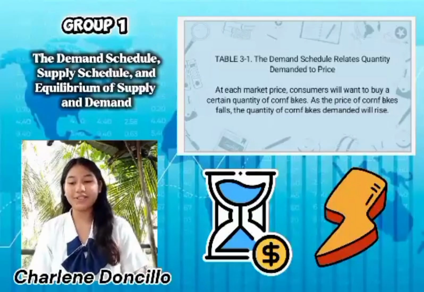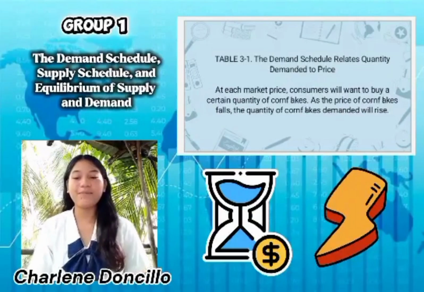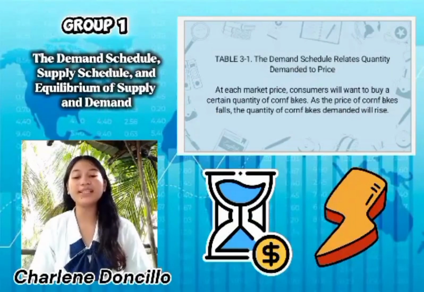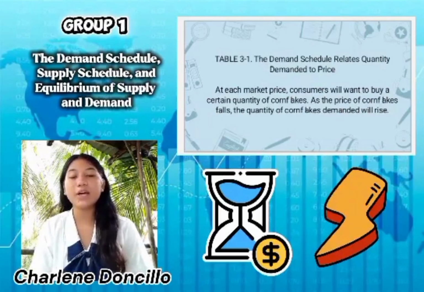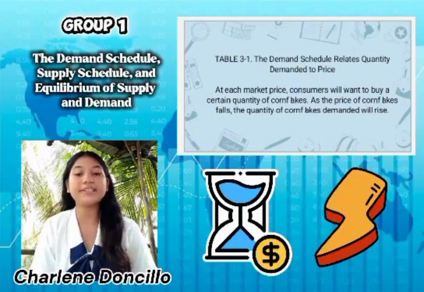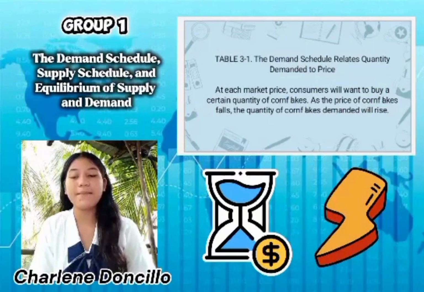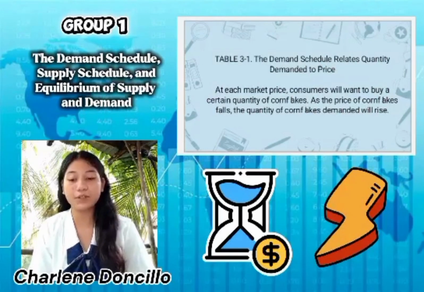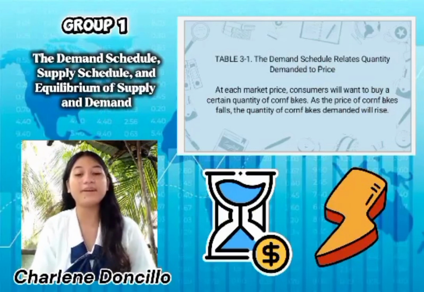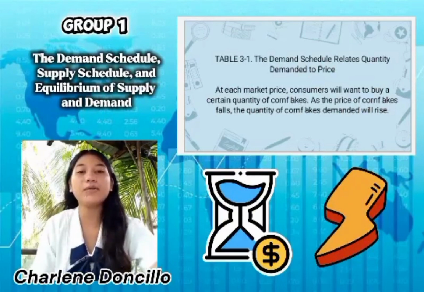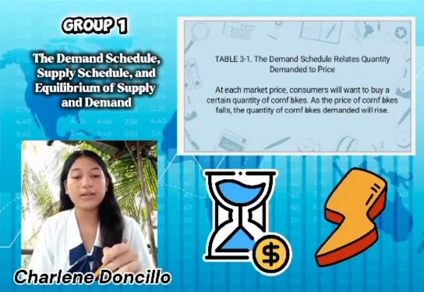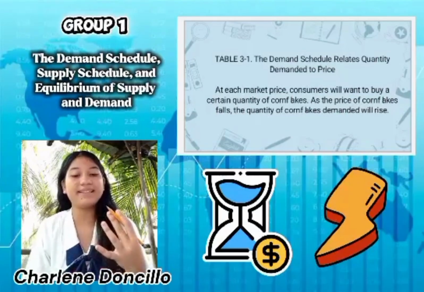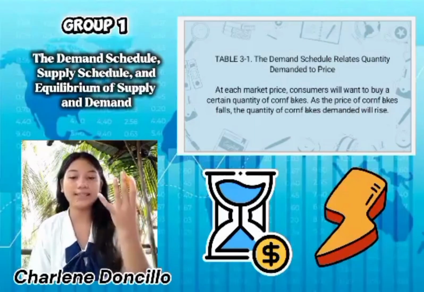An explanation for Table 3.1: the demand schedule relates quantity demanded to price. So at each market price, consumers will want to buy a certain quantity of cornflakes. As the price of cornflakes falls, the quantity of cornflakes demanded will rise. So if the price of cornflakes decreases, the quantity demanded of cornflakes increases.